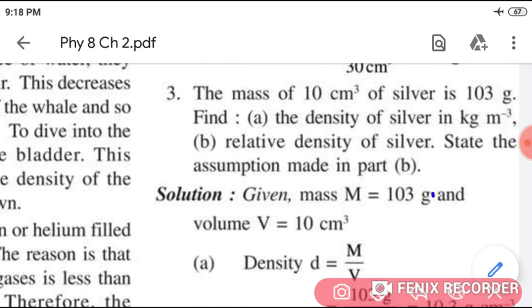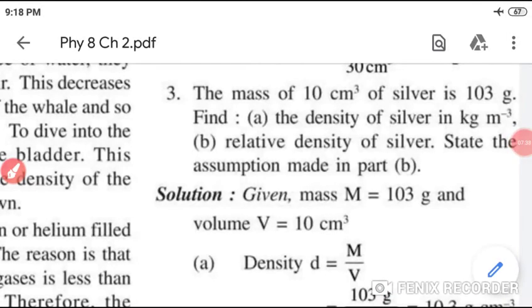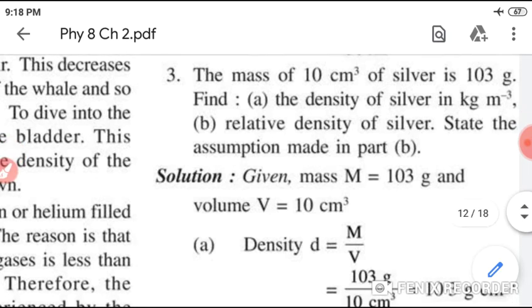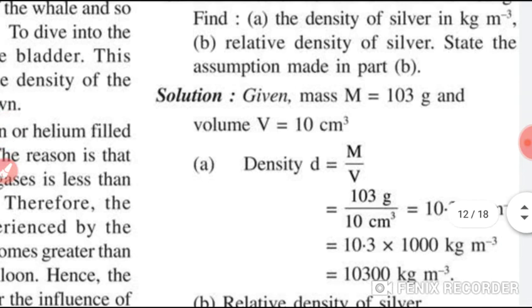Now the third question. The mass of 10 centimeter cube of silver is 103 gram. You have to find two things: first, the density of silver in kilogram per meter cube, and second, the relative density of silver. Then state the assumption made in part B. What is the mass given in your question? 103 gram. And what is the volume given here? 10 centimeter cube. You can find the density by the formula mass upon volume.